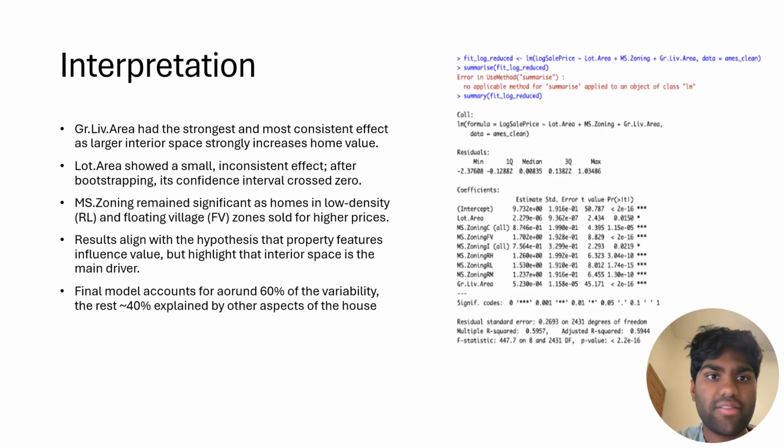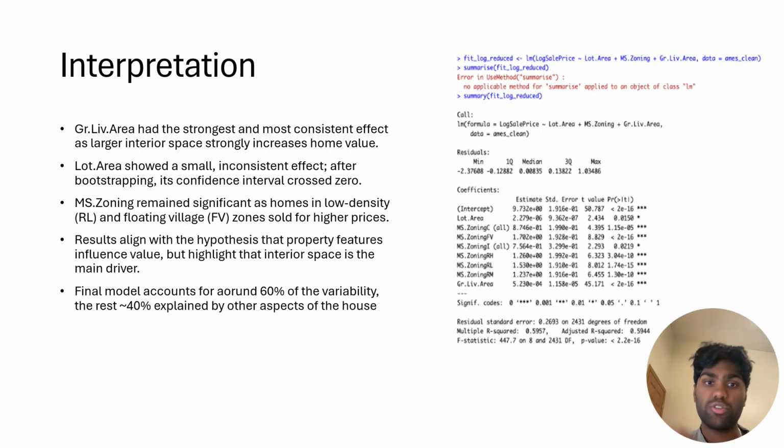This makes sense as larger living areas typically come with larger lots and also higher zone neighborhoods. Lot area did show a weaker and less stable effect, especially after bootstrapping, suggesting that simply having more land doesn't always translate to bigger houses and also bigger housing price. Zoning, of course, remains significant because when you classify something as, for example, low density and floating village, these commanded higher prices, especially due to privacy and also residential appeal.